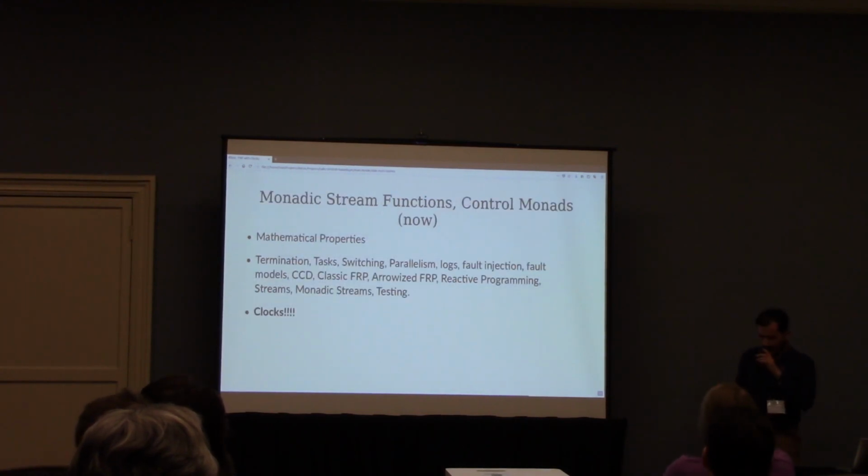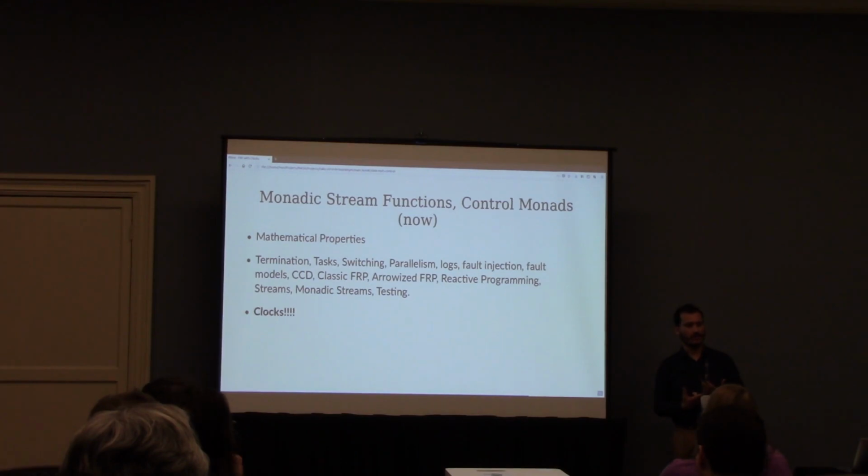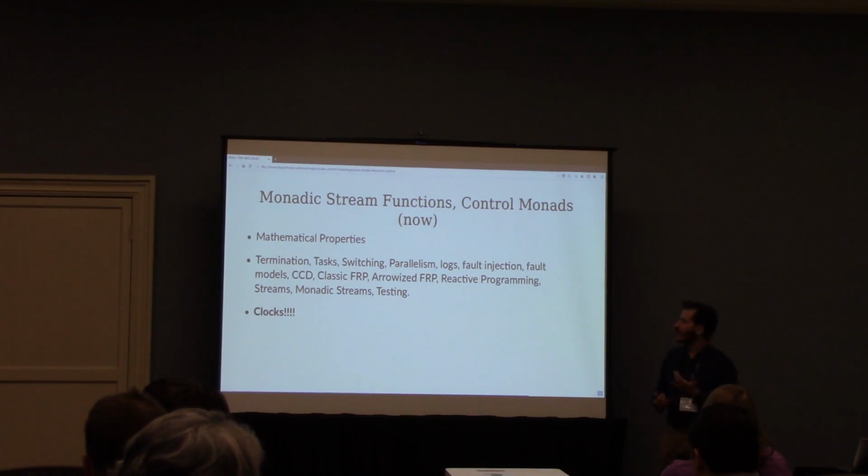And I just want to give you very briefly a big picture of what this whole thing means. Because we started from a very simple abstraction that we presented in 2016. And suddenly, with different choices of monads and different choices of extensions to this framework, we can do termination, switching, parallelism, locks, fault injection, add fault models, so that we have type-level information that tells us why something would fail. We can do continuous collision detection, well, a limited form of continuous collision detection, which in synchronous FRP is really hard to do. We can do classic FRP and arrowized FRP with the same framework.